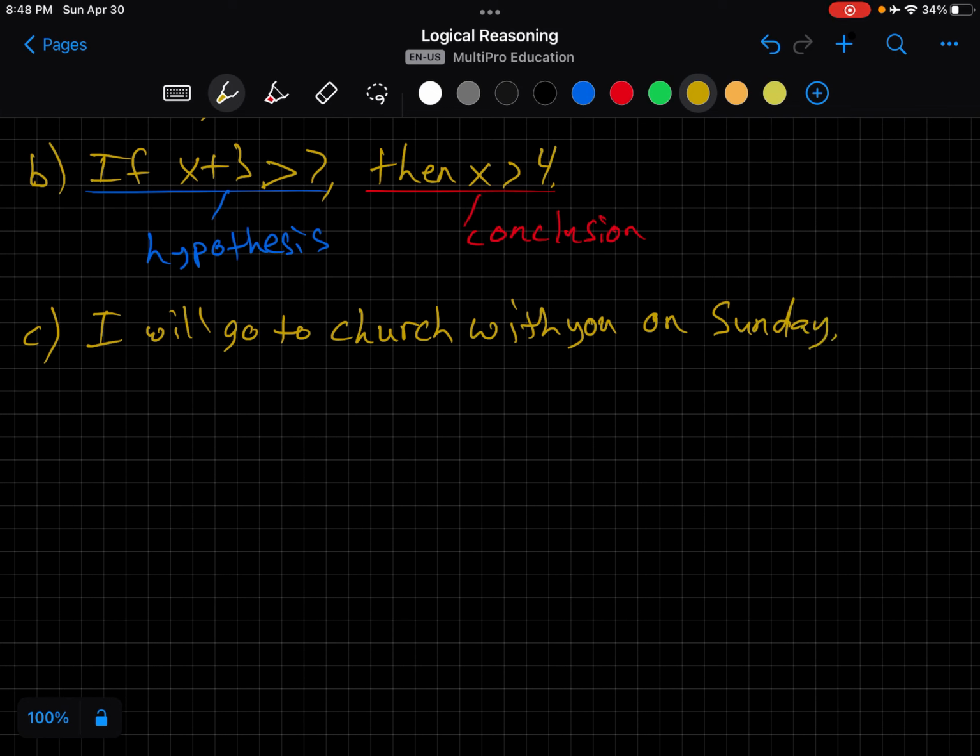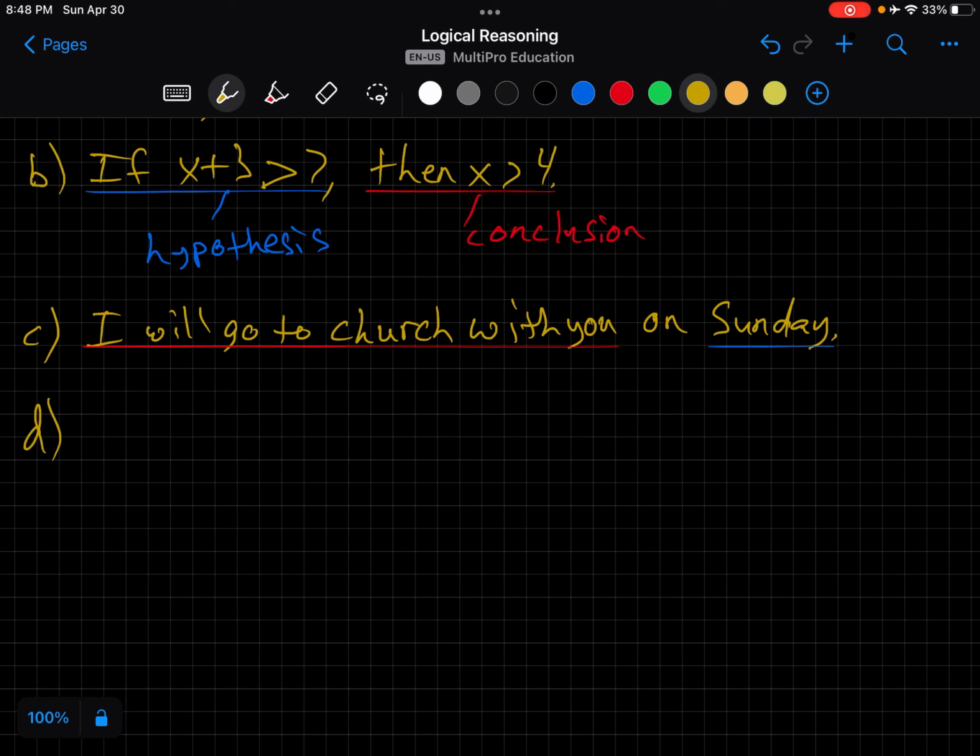Alright, so what is the part of the conditional statement here that would be the hypothesis? What does it have to be for something to happen? It has to be Sunday, right? Before I will go to church with you. Okay? So Sunday would be the hypothesis. I will go to church with you would be the conclusion.